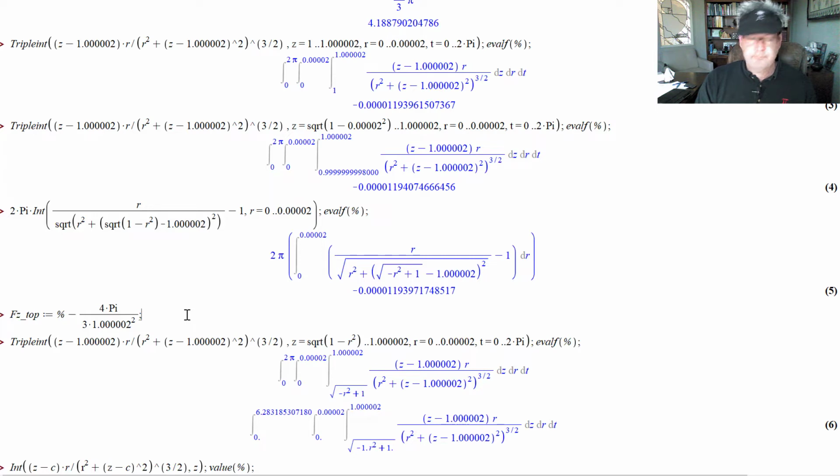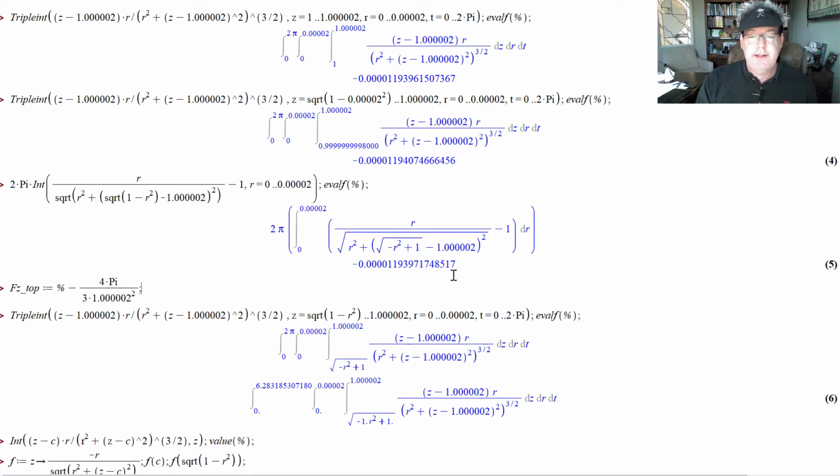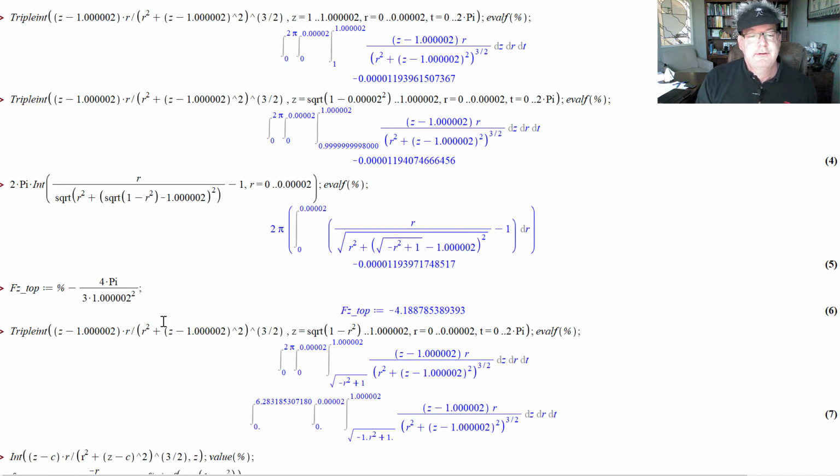So the force of gravity then is going to be this quantity plus the pull from the planet or the sphere, but we put all the mass 4/3 pi and then divided by r squared, but how far away are we? It's 1.000002. So that will be the z component of the force, which is the full component in the downward direction.